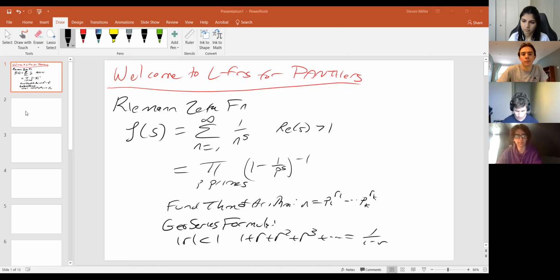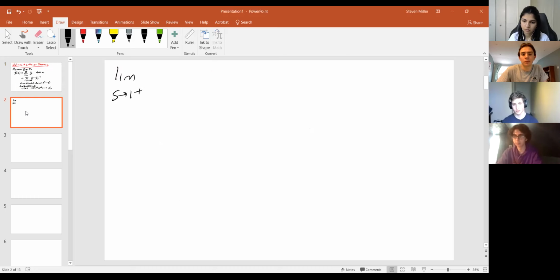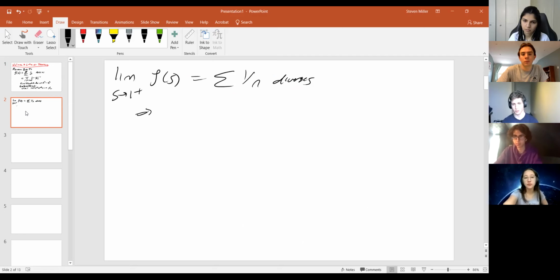There's a lot of things you can do. The first is if you look at the limit as s goes to 1 from above of zeta of s, this looks like the harmonic series which diverges. Therefore, there exist infinitely many primes. And in fact, with a little bit more work, you could even get some statements about how many primes there are.